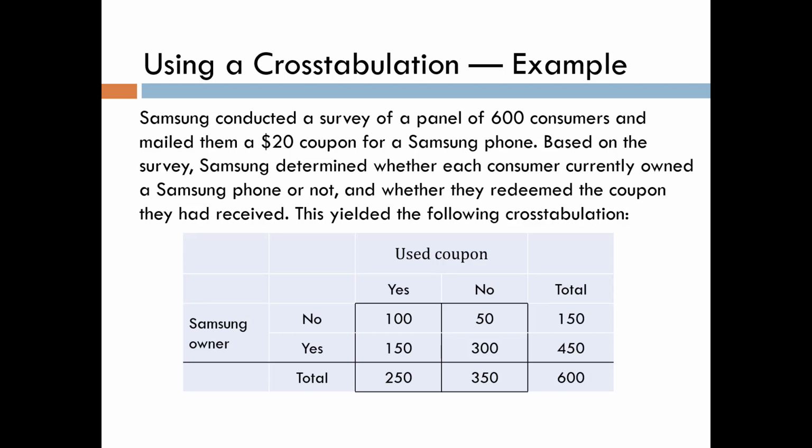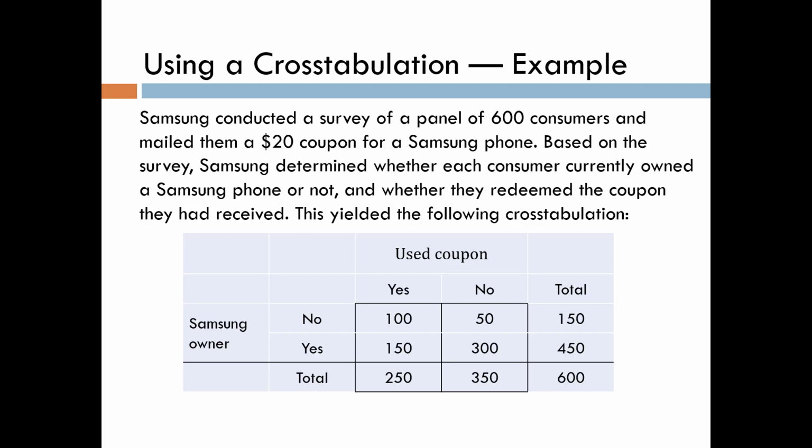The rows show how many people in the sample owned a Samsung phone and how many did not. In total, 450 people in the sample owned a Samsung phone and 150 did not. So the row variable is whether someone is a Samsung owner. The columns show how many people used the $20 coupon and how many did not. In total, 250 people used the coupon and 350 did not. So the column variable is whether someone used the coupon or not.